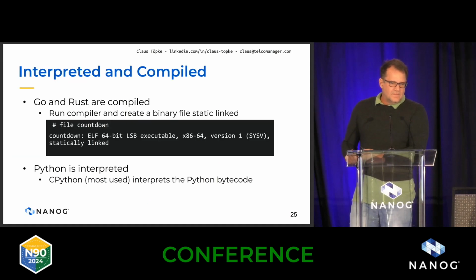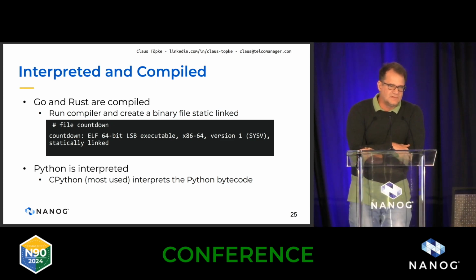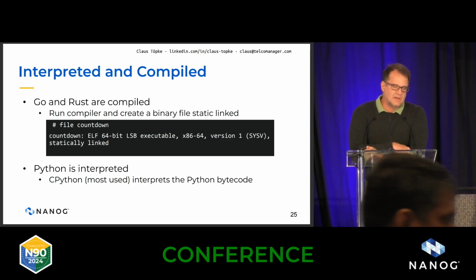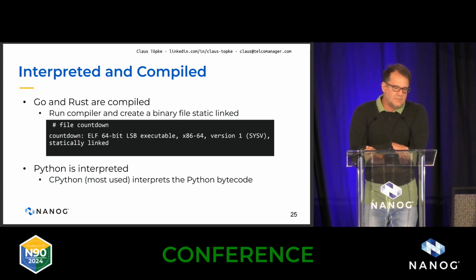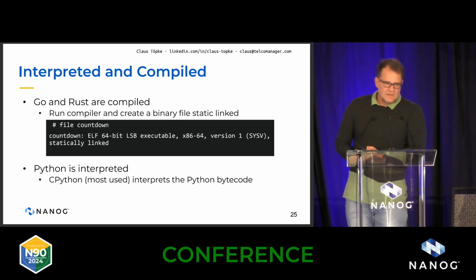Okay, let's go. It's important to understand that Python is interpreted and Rust and Go are compiled, and that makes a big difference in how you use the language. Python, using CPython, mostly interprets the Python into bytecode.